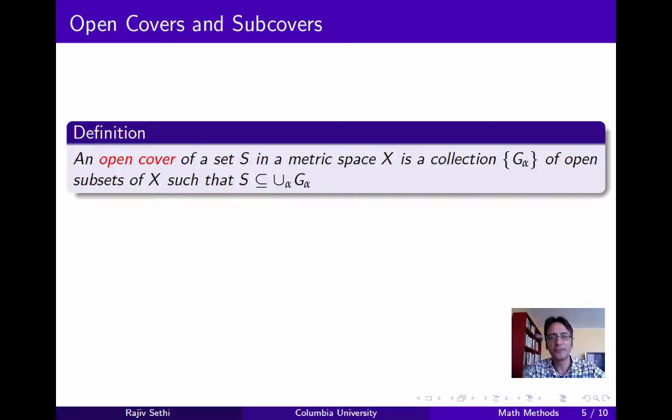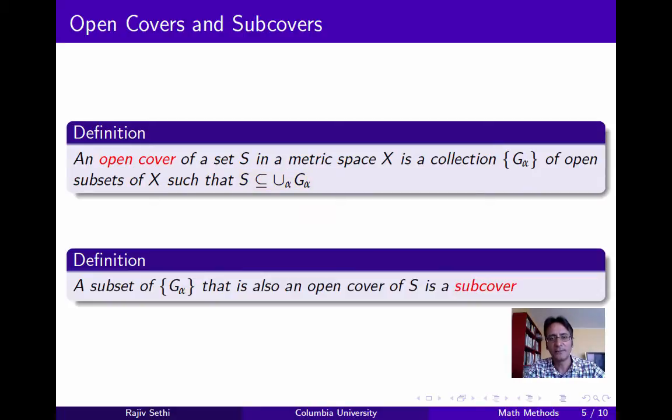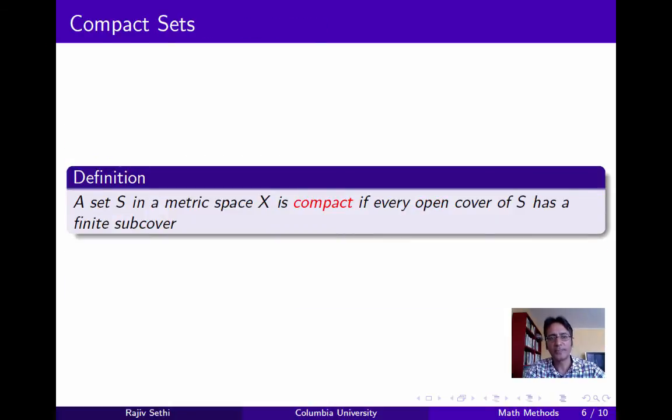Next, we define open covers and subcovers. Given a set S in a metric space X, an open cover of S is a collection of open subsets of X such that S is contained in their union. And if we have an open cover G alpha, any subset of this collection of sets that's also an open cover of S is called a subcover. And we'll use this to define compact sets.